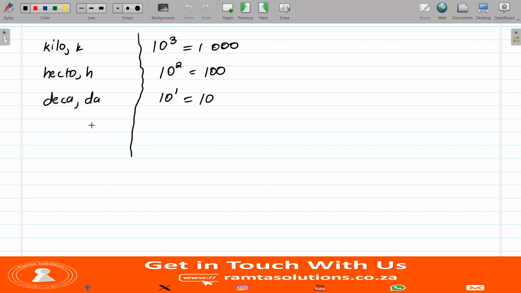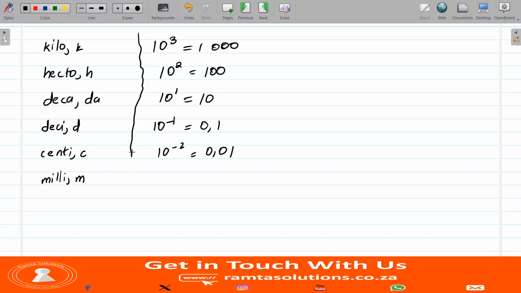The small ones, let us begin with deci, which is a small letter d. Deci means 10 to the negative 1, which means it's 0 comma 1, isn't it? Then we move to centi, small letter c. Centi means 10 to the negative 2. What is 10 to the negative 2? It is 0 comma 0 1, isn't it? Then we have milli.